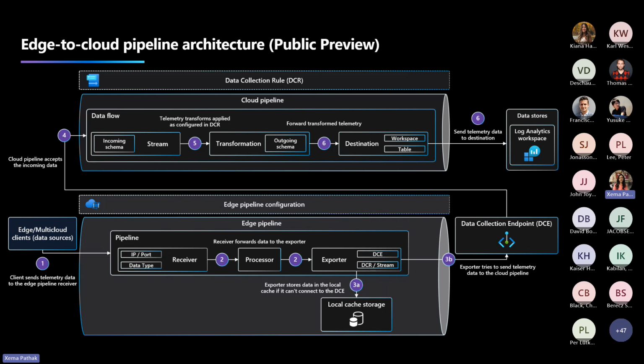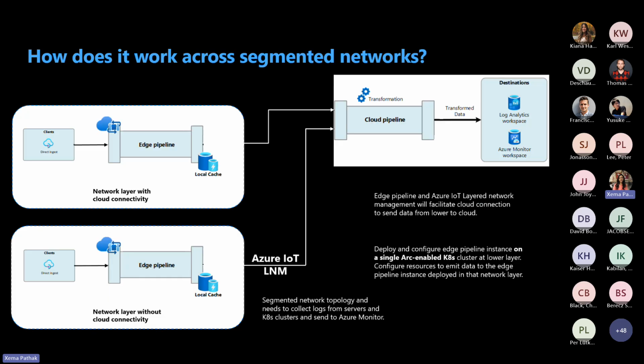Again, since it is deployed on a Kubernetes cluster, let's say if you are receiving really high scale data, you can just run multiple replica sets. Now that's a property of Kubernetes. So you can run multiple replica sets of this Edge pipeline so that it will scale horizontally and allow you to do high scale ingestion into the cloud. So these are some of the really great things about the Edge pipeline, and this is how it works in a single layer network. Now let's switch gears to see how it works across segmented networks.